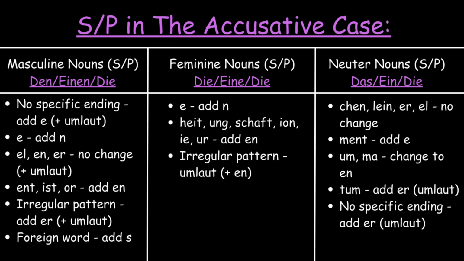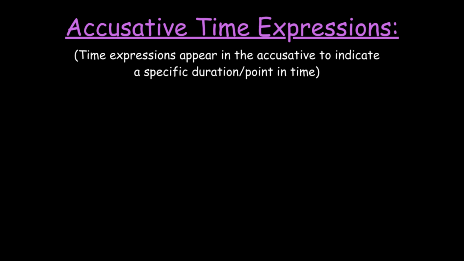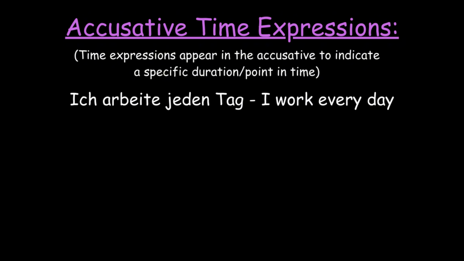Let's finish with time expressions. In German, time expressions appear in the accusative to indicate a specific duration or point in time. Here are some examples. Ich arbeite jeden Tag. It's accusative because of jeden that changes from jeder Tag.